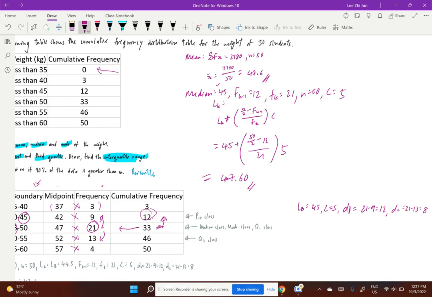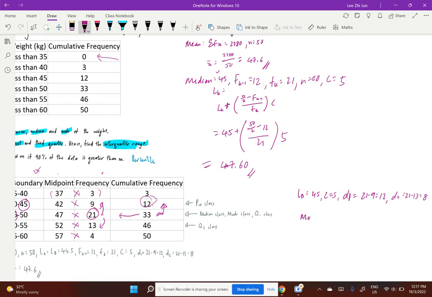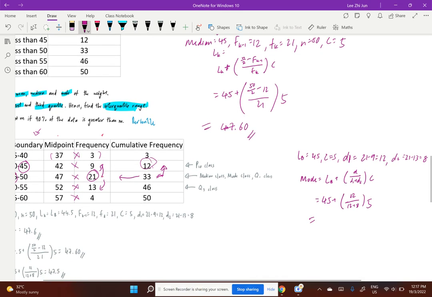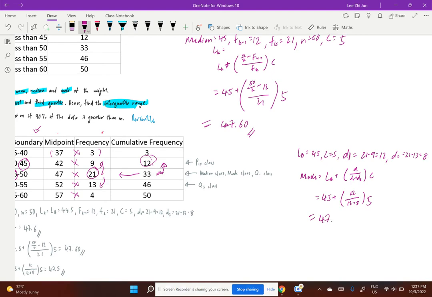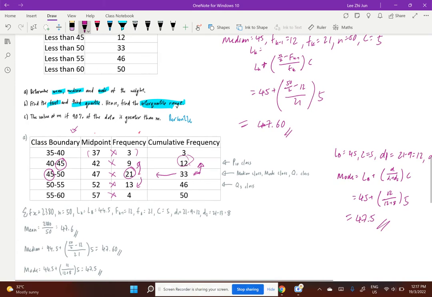Yeah, just like that only. So mode will equal LB plus D1 over D1 plus D2 times C. So I just substitute the formula inside. 45 plus 12 over 12 plus 8, times 5. So it will be 47.5. So here's the answer.